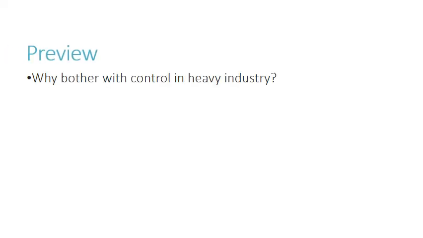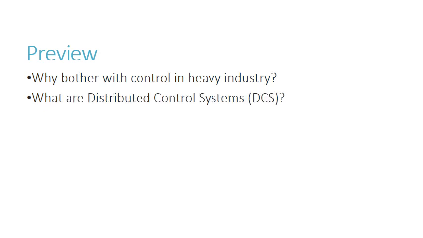So let's get started. First, I'm going to give a preview of what we're going to be talking about today. I'm going to try to motivate why you'd want to bother with control, especially in industries like oil and gas, mining, and pharmaceutical, heavy industries here. Then we're going to talk about what distributed control systems are. These are the big multi-million-dollar enterprise class systems that big companies are putting in their plants to control every aspect of their operations. We're going to talk about what the parts of them are and how they interact.